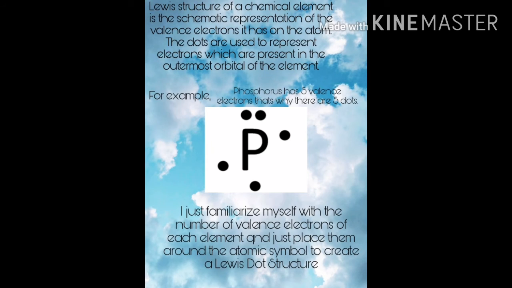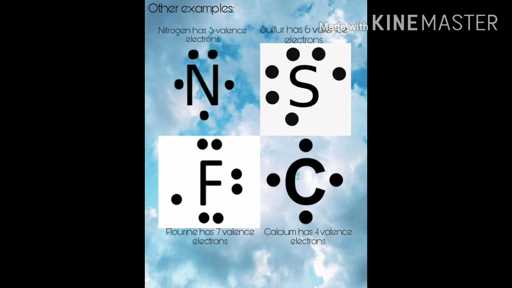For example, phosphorus has 5 valence electrons. I just familiarized myself with the number of valence electrons of each element and just placed them around the atomic symbol to create a Lewis dot structure. Here are some other examples. Nitrogen has 5 valence electrons, sulfur has 6, fluorine has 7, and calcium has 4.